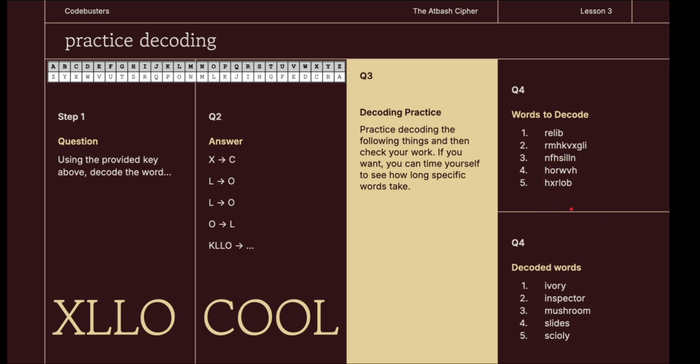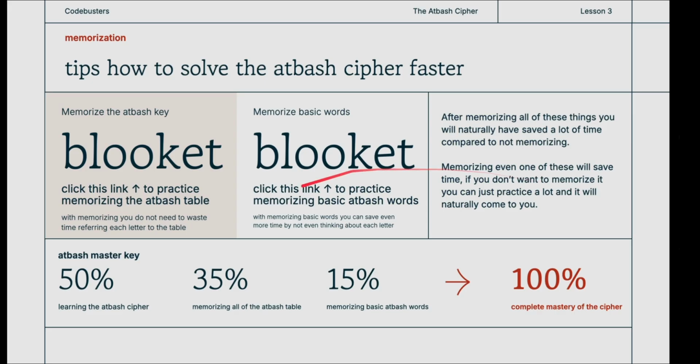But now we'll be going over to the next slide, which is how to solve the Atbash cipher faster. So one method is to memorize the Atbash key. It might seem like a lot because there's a lot of letters, but you can make it pretty easy. I made a booklet right here for you guys to practice letters. You can click on the link right here.